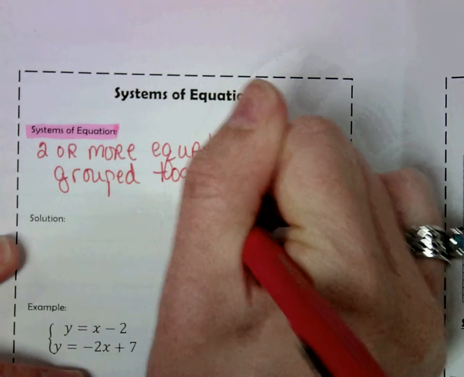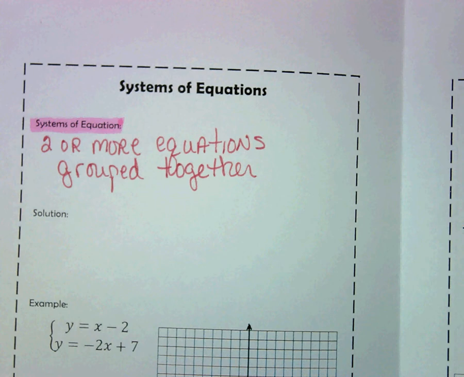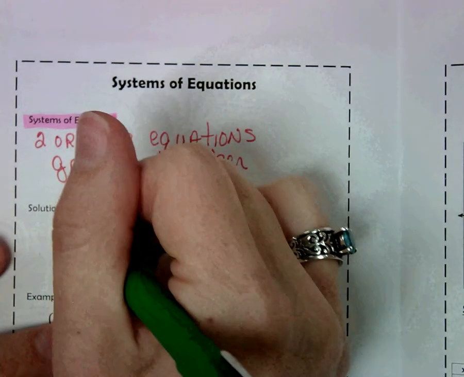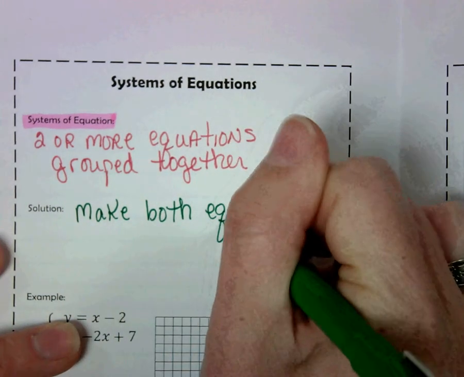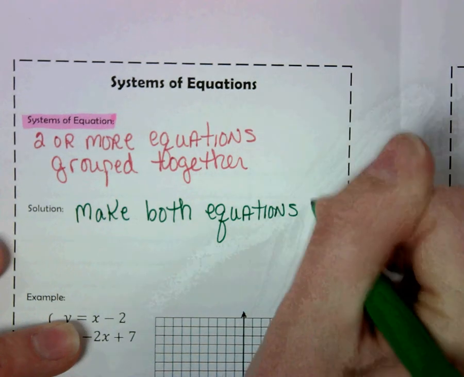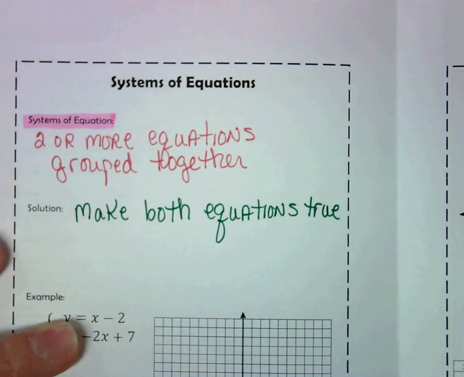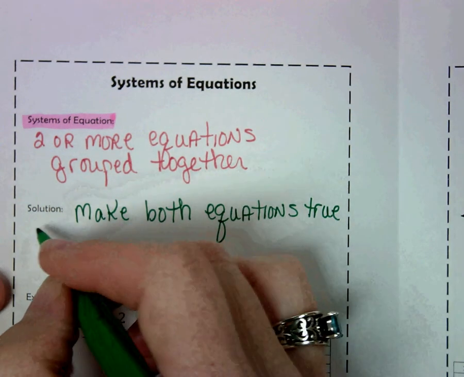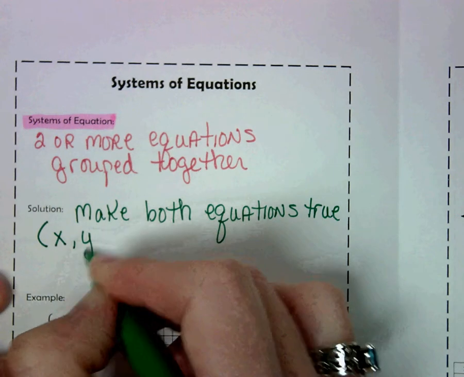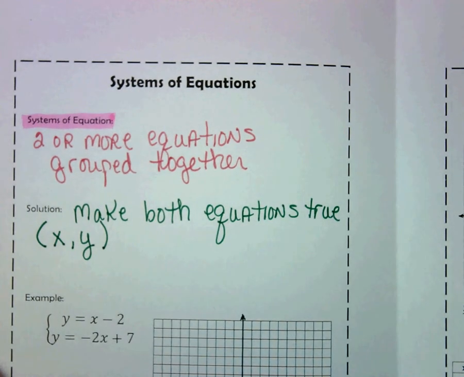Normally we're used to just looking at one equation and having to solve that one equation. But now when we look for a solution to a system, the solution has to make both equations true. That's what a solution does. It's something we can plug into the equation and it makes a true statement. Remember, because we're dealing with two variables, our solution is going to be in the form of an ordered pair, because we have to have a value for x and a value for y.